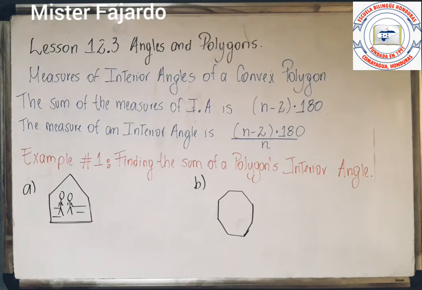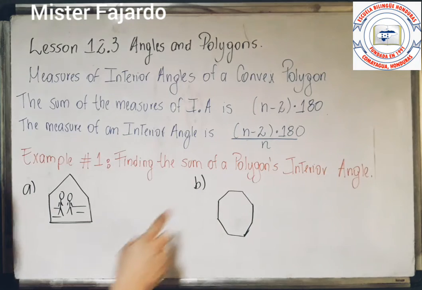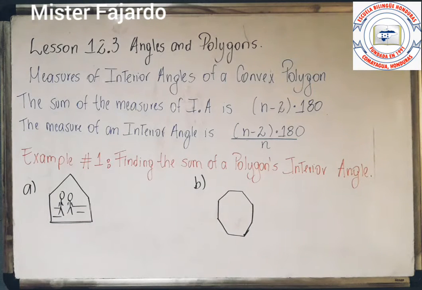It's really easy, okay? But to understand that, we need to do an example, because with an example it's going to be really easy for you to understand. You just need to apply the formula. In this case, example number 1, we are finding the sum of a polygon's interior angles. Remember that we are looking at the interior angles right now, okay?